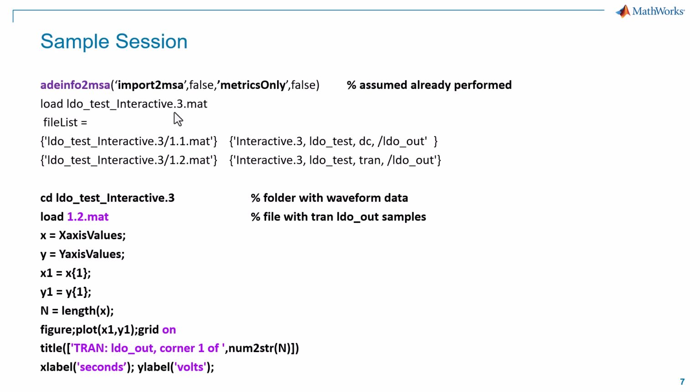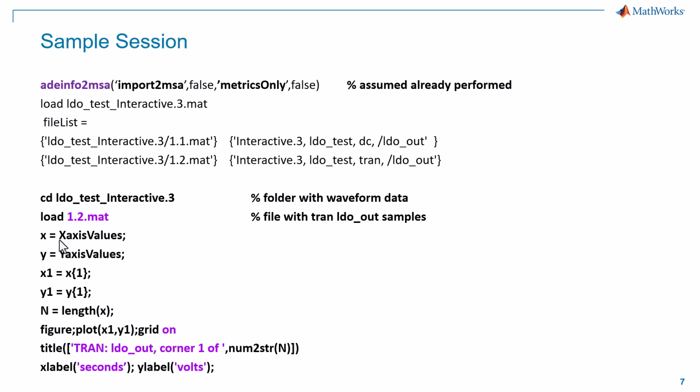You're going to load the mat file, and that mat file is going to tell you what's in the waveform data folder. In this case, I've got the 2 analyses types and 1 node logged. So now I can cd to that directory with the waveform data. I can load 1.2.mat as an example, transient for LDO out.